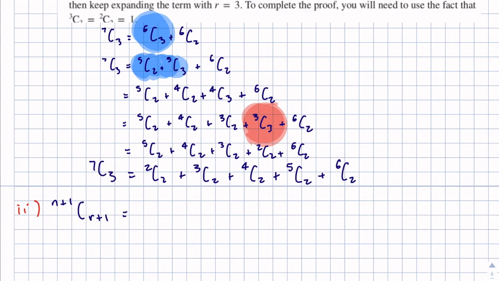Then that's the same as, well, we started off with nCr, so that's 6C2. (n-1)Cr, so that's 5C2. (n-2)Cr, 4C2. All the way down to rCr, so that's 2C2. That's it.